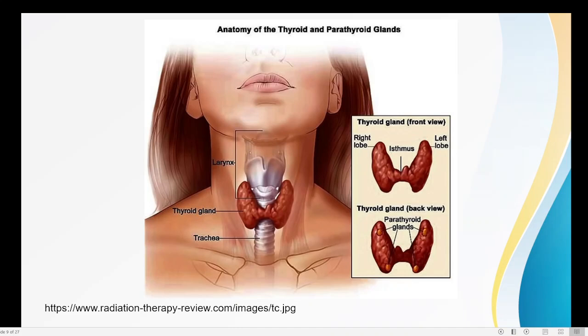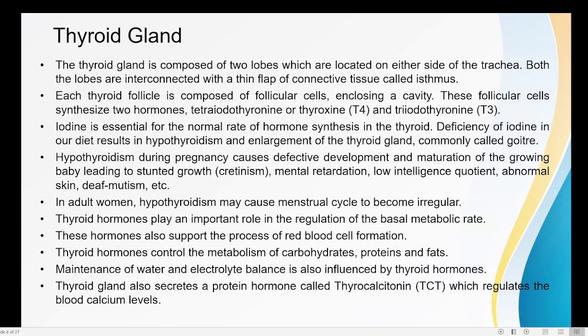Here you can see how the goiter appears. If any kind of thyroid deficiency is happening in the thyroid gland, it is known by the name goiter. That is the picture of the goiter. Deficiency of iodine in our diet results in hypothyroidism and enlargement of the thyroid gland, commonly known as goiter.